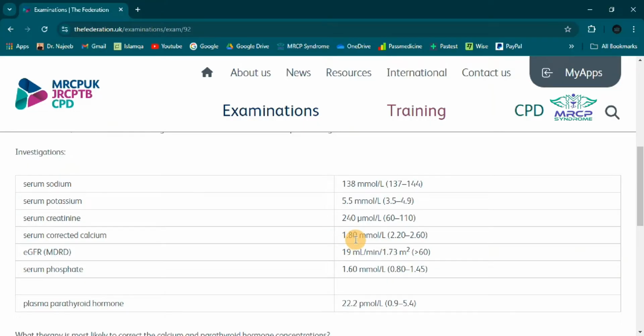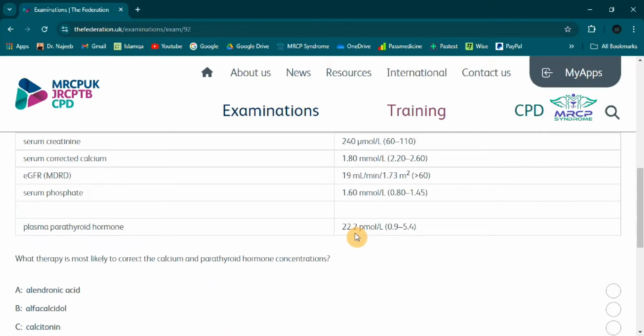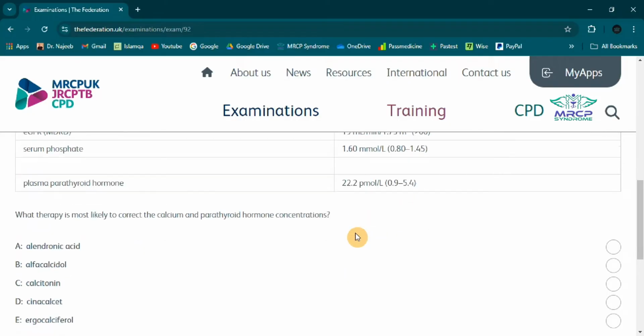So this condition is known as secondary hyperparathyroidism, which is common in case of CKD, and in this case we are having CKD stage 4. So in case of CKD stage 4, there would be impairment of the vitamin D metabolism, there would be phosphate retention, and ultimately there would be features of secondary hyperparathyroidism.